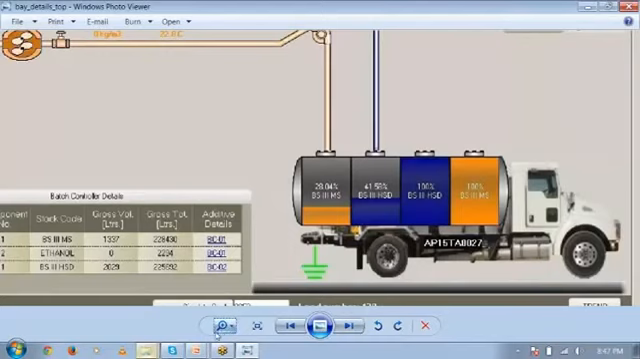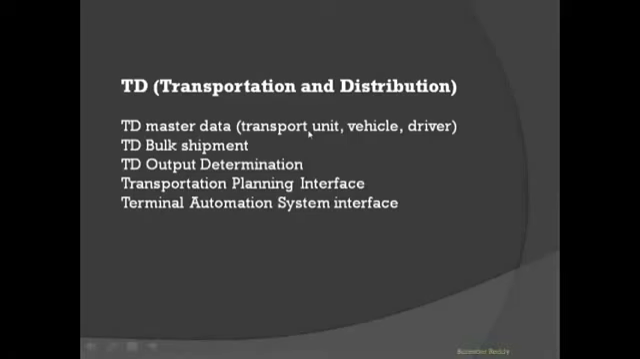This transportation unit is master data, and there is the vehicle master data. Different vehicles we will use for transporting the goods based on the means of transport. For example, road transportation, train transportation, marine transportation, pipeline transportation. These are the means of transportation we will use in the oil and gas industry. Based on the means of transport, we are having different vehicles. For road transportation, trucks are the vehicle.